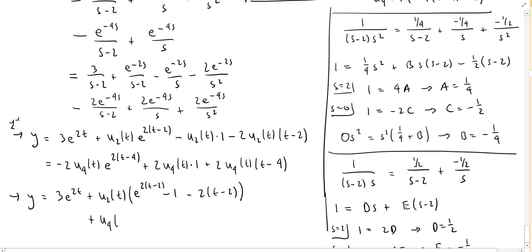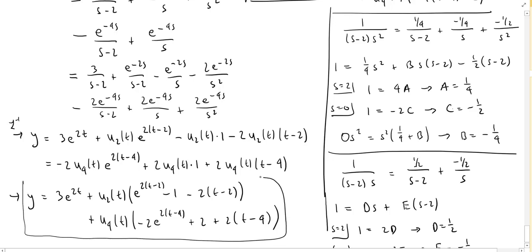And then we have a u4 of t component. How many u4 of t's do we have? We have negative 2 e to the 2 times t minus 4, we have 2 times 1, and we have 2 times t minus 4. Okay, and that's a pretty decent place to stop, knowing you could do a little bit of arithmetic, but we don't want to.